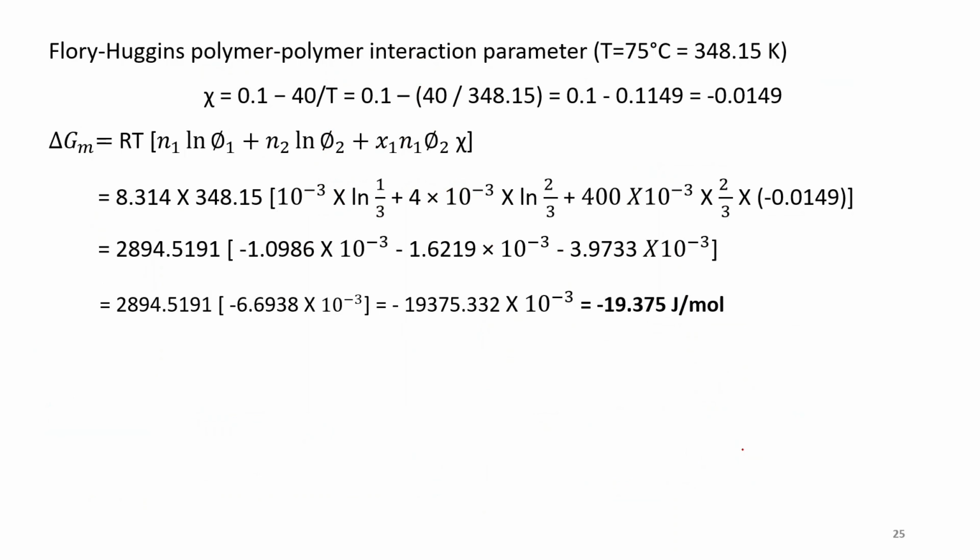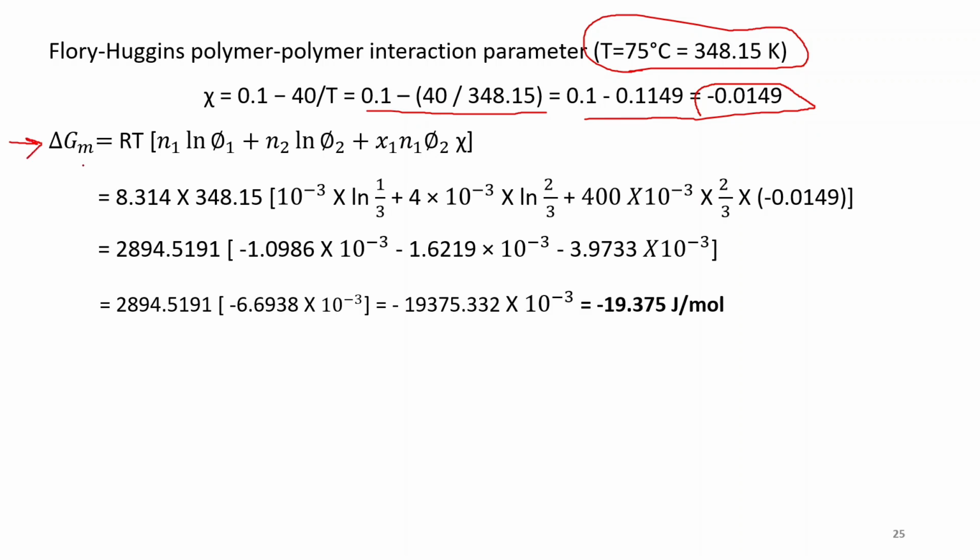Now let's calculate the chi value, which equals 0.1 minus 40 divided by T. T in this question is given as 75 degrees Celsius, which in Kelvin is 348.15 K. When we put it in the equation, we get chi equals 0.1 minus 40 divided by 348.15, which is minus 0.0149. And now we have all the values: chi, phi 1, and phi 2.